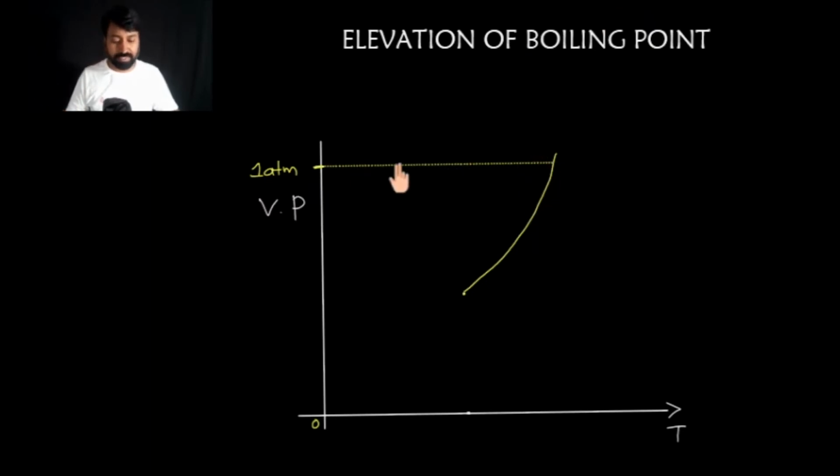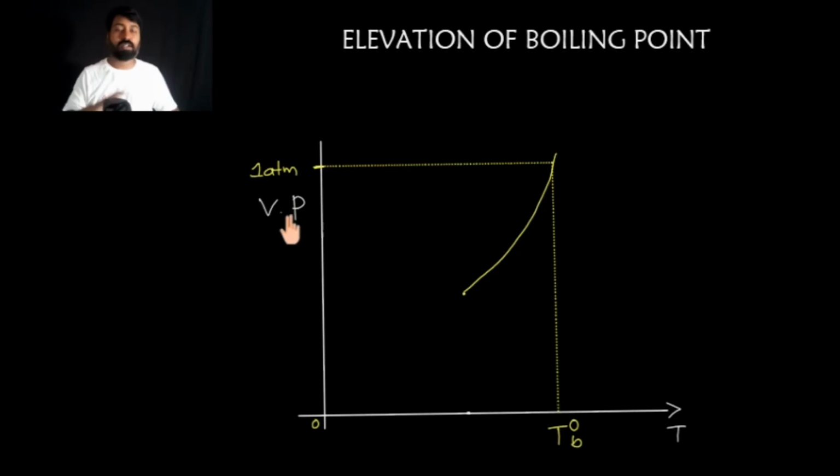The vapor pressure is exactly equal to 1 atmospheric pressure, and if I draw a line down from there, this will be the temperature of the solvent at which the vapor pressure of this solvent becomes exactly equal to 1 atm. I'm going to refer to this temperature as T0B. That itself is the boiling point. So by this we can understand what boiling point is. The boiling point is the temperature at which the vapor pressure of the solvent becomes exactly equal to 1 atmospheric pressure. Why only 1 atmospheric pressure?